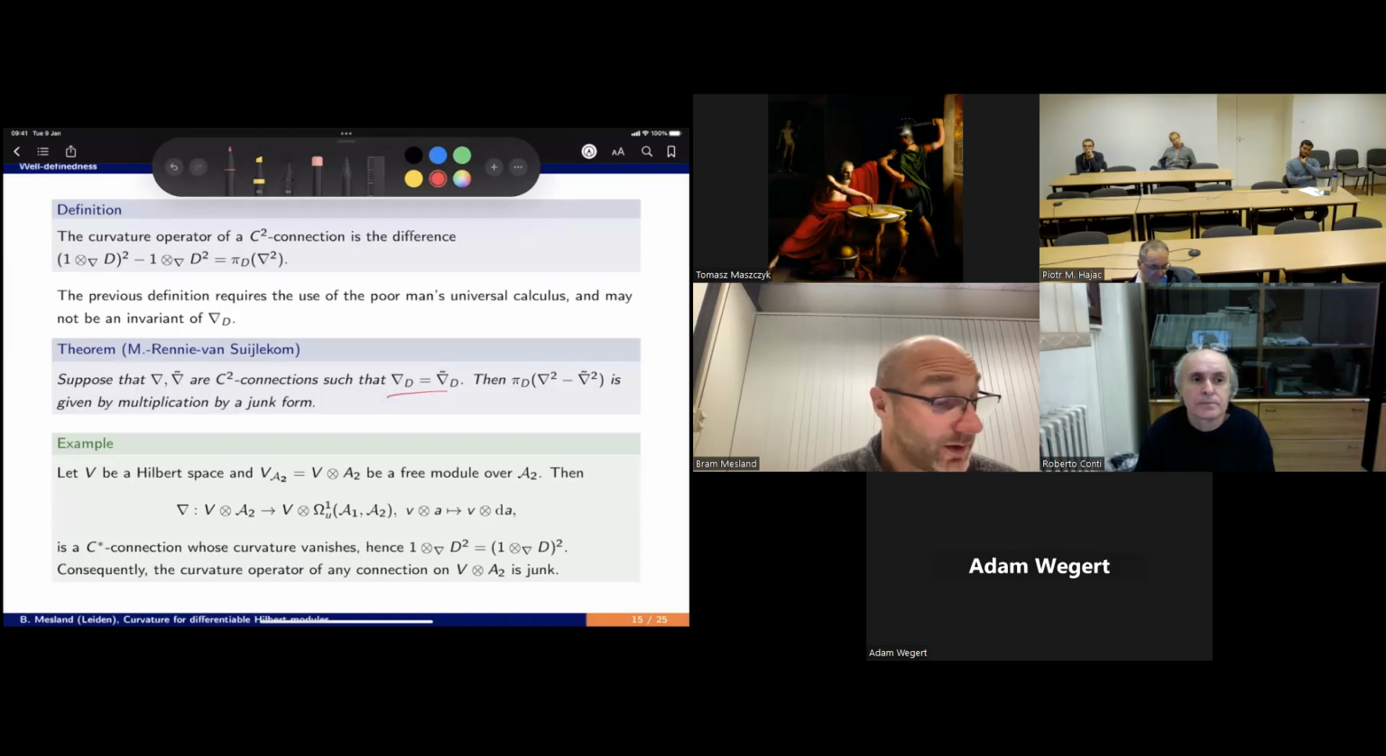And it was not so easy. But you can wonder, okay, what if I find two different universal lifts? So that's what this condition here means.